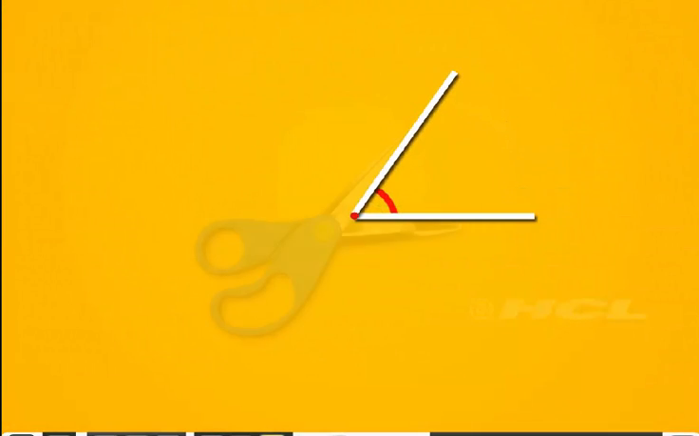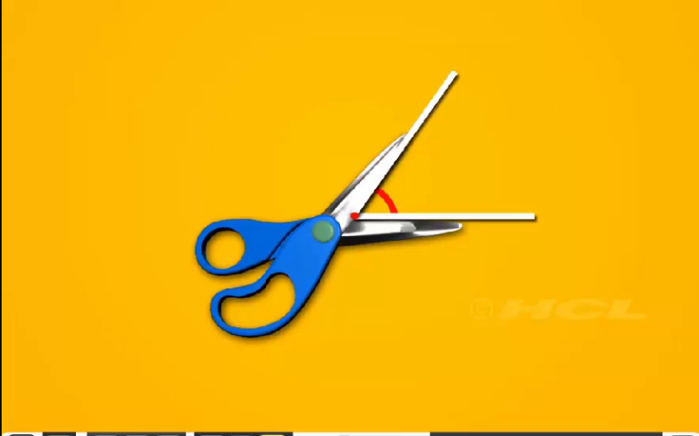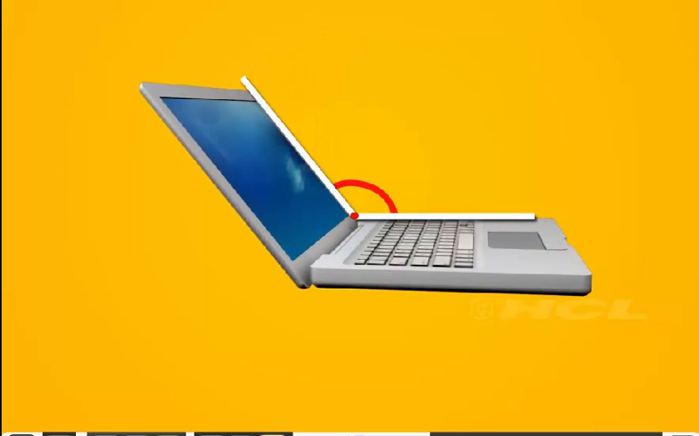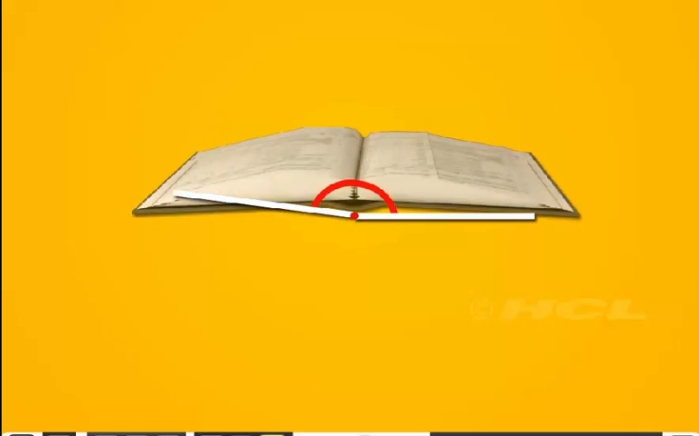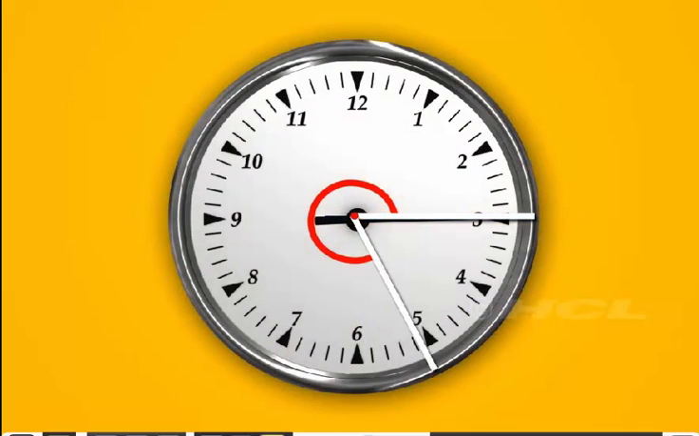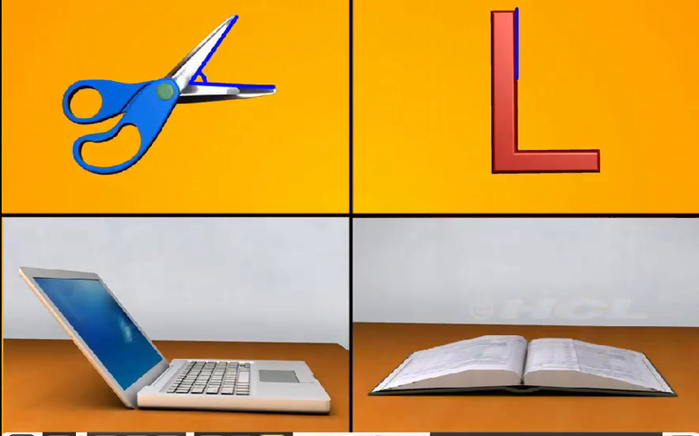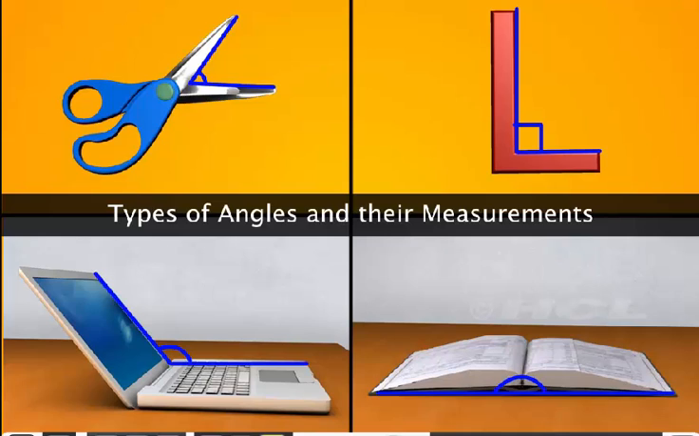Two rays with a common starting point form an angle. You see angles in all walks of life. These angles can be of many types. Let's look at some basic types of angles and the methods to measure them.